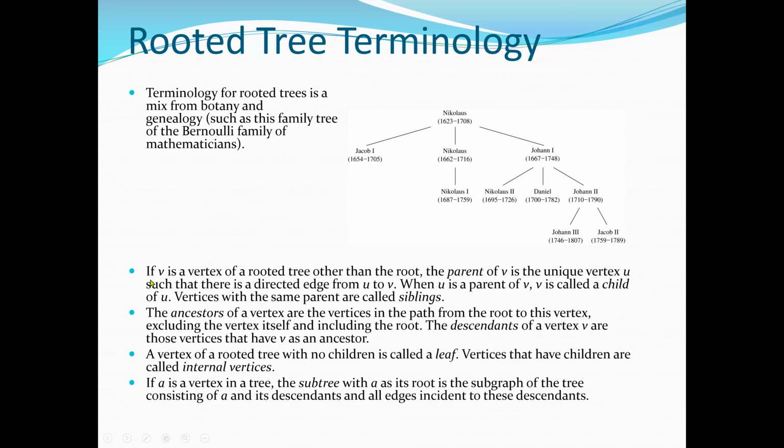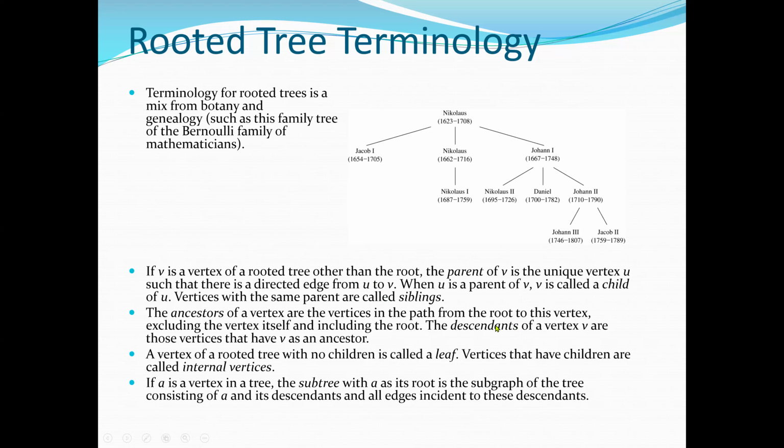So here we also say that if V is a vertex of a rooted tree other than the root, the parent of V is the unique vertex U such that there is a directed edge from U to V. So it will go towards V from U.